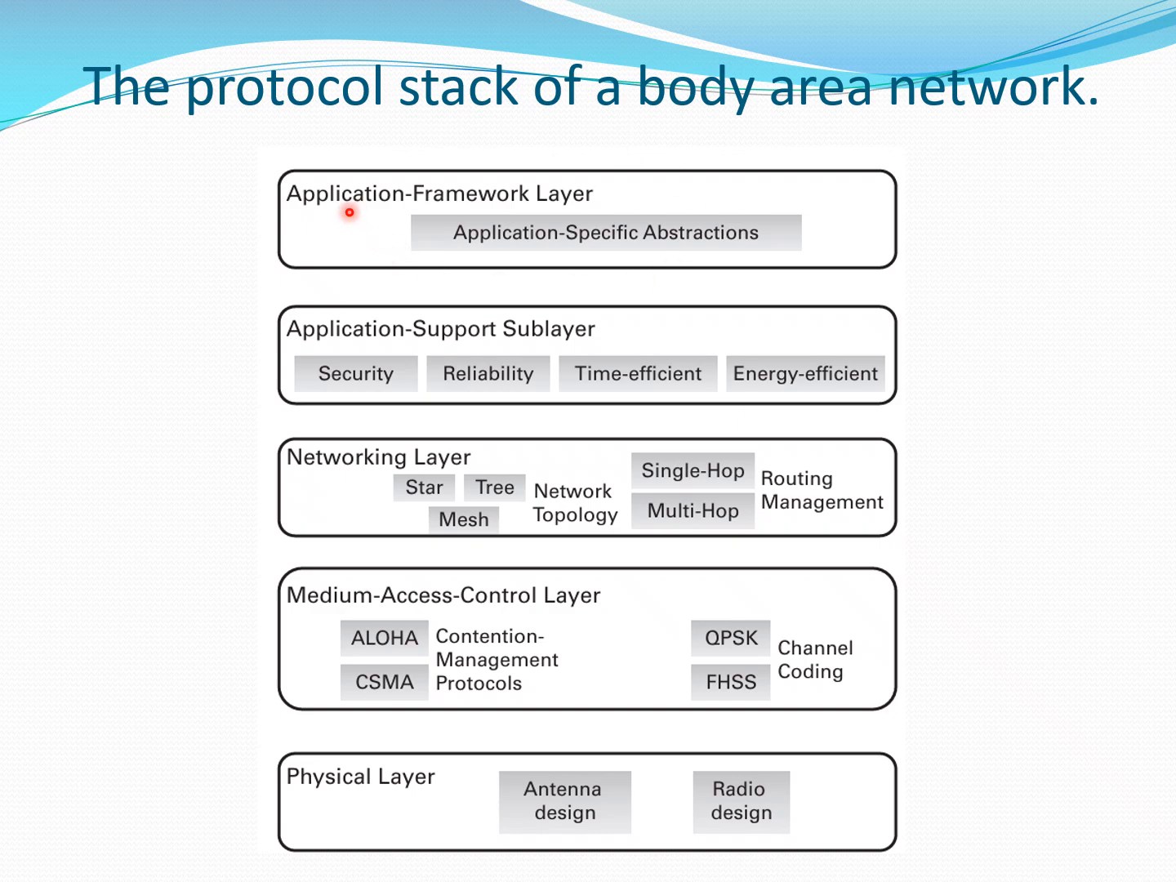So application framework layer, application support sublayer, networking layer, medium access control layer, and physical layer. In the physical layer you have antenna design and radio design, medium access contention management protocols and channel coding. In the network layer you have network topology and routing management. In the application support layer, security, reliability, time efficiency and energy efficiency. And the application framework sublayer is application specific abstractions.